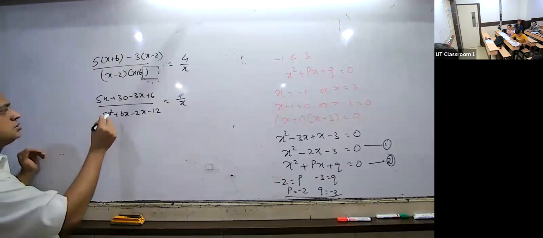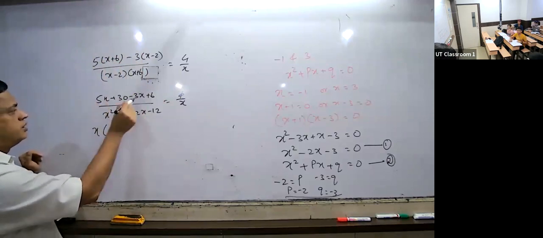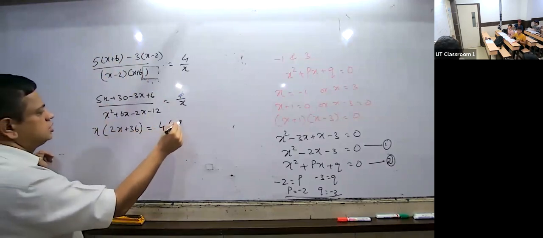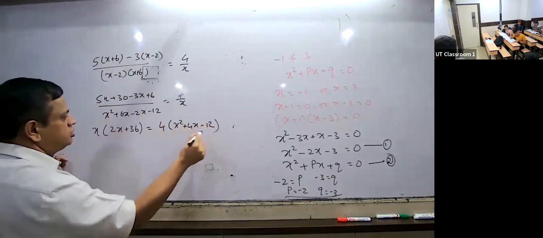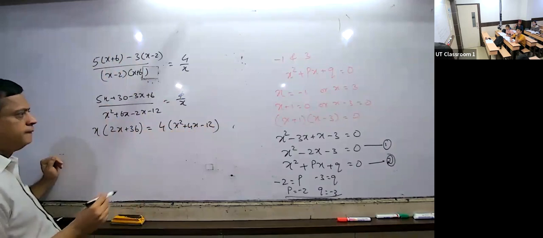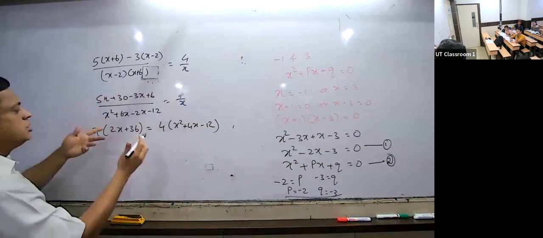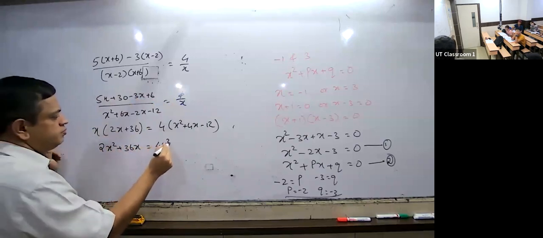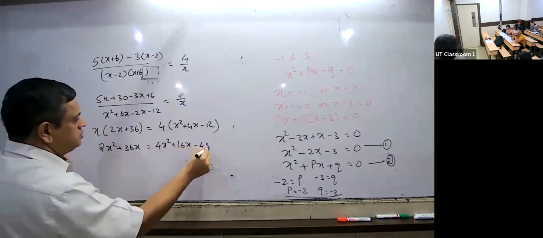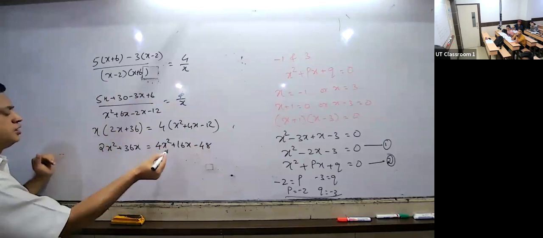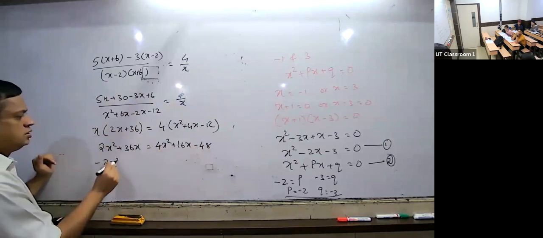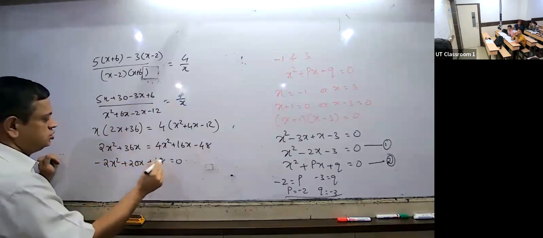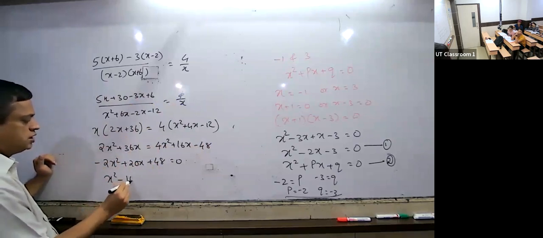Now, over here, this is coming as how much? x times 5 minus 3 is 2x plus 3x, 36, is equal to 4 times x square plus 4x minus 12. Are you followed? Sir, we cross multiplied the denominators. Then open the bracket: 2x square plus 36x is equal to 4x square plus 16x minus 48. So 2x square, I shift over here, minus 2x square. 36 minus 16 is plus 20x plus 48. Are you followed? Yes. You can divide by minus 2. x square minus 10x minus 24.